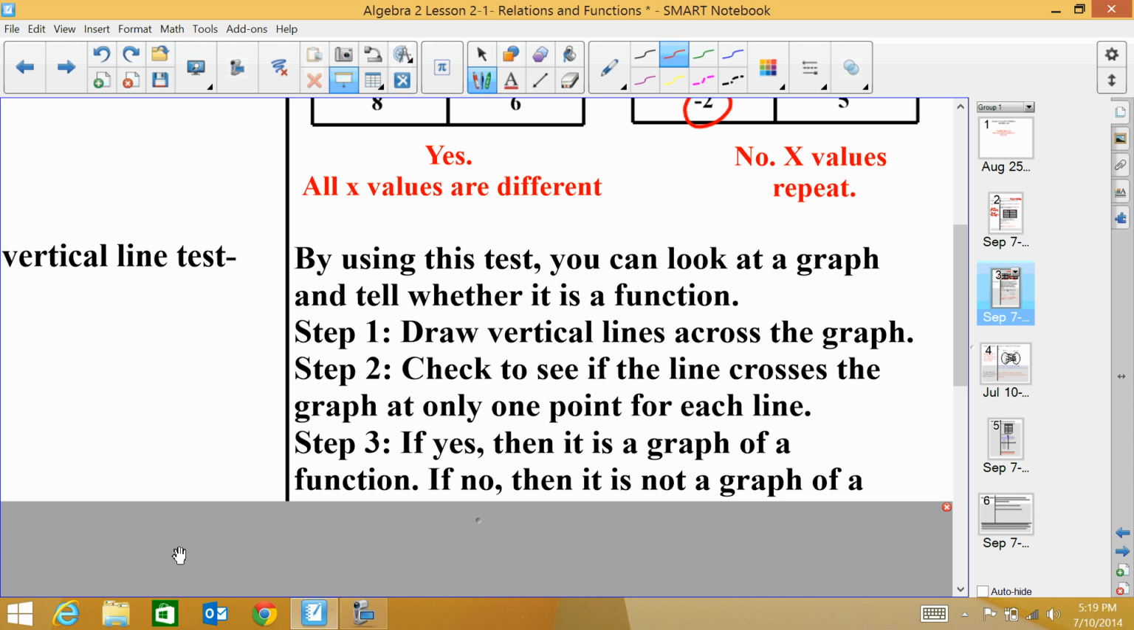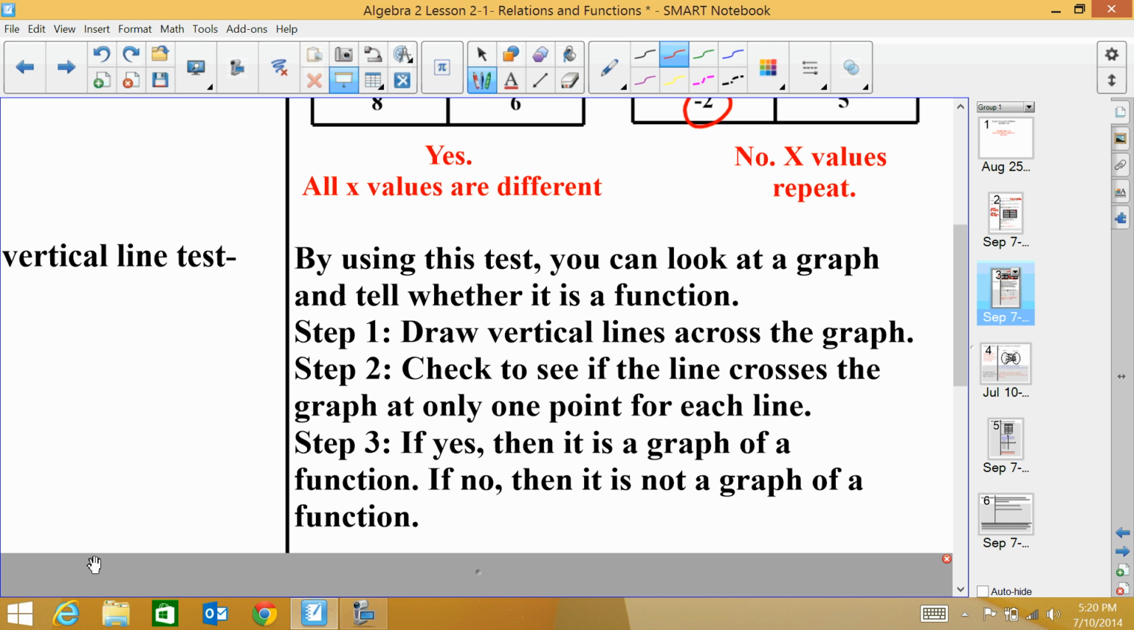So first, you're going to draw vertical lines across the graph. Then you're going to check to see if the line crosses the graph at only one point for each line. So if your vertical line crosses the graph more than once, then it's not going to be a function. If it only hits at one point, then it is a function.